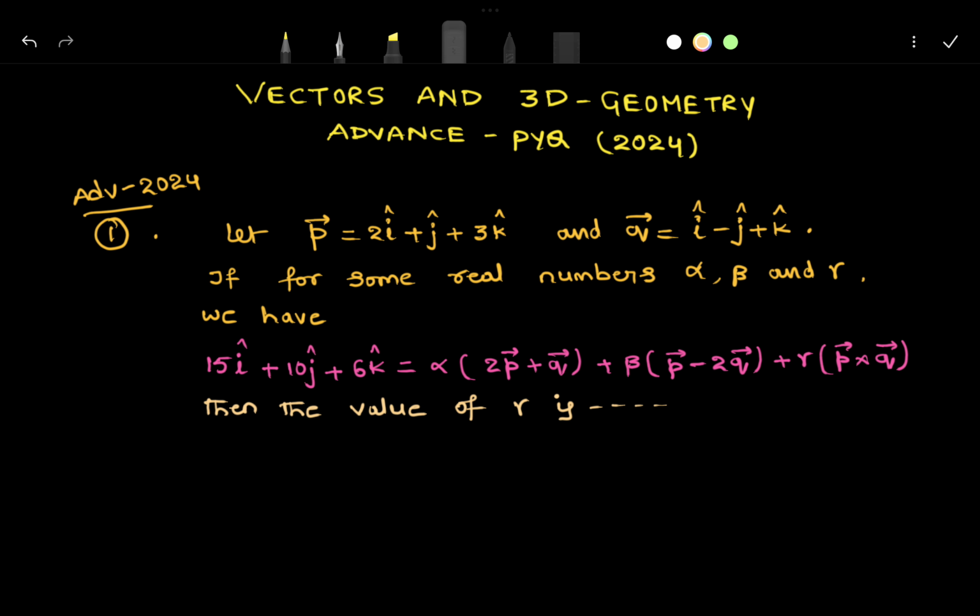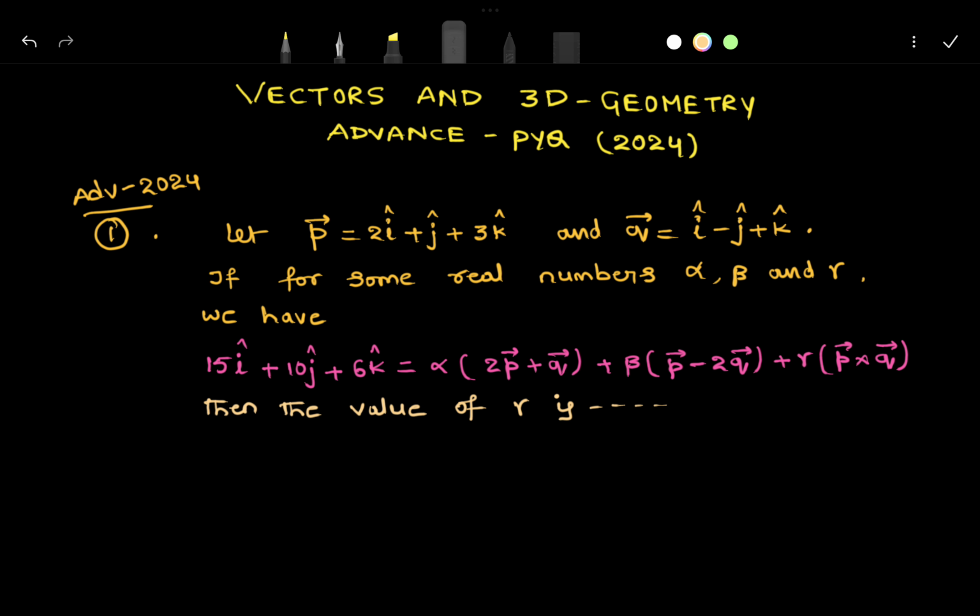plus k. For some real numbers alpha, beta, gamma, we have 15 i cap plus 10 j cap plus 6 k cap is equal to alpha into (2 P bar plus Q bar) plus beta into (P bar minus 2 Q bar) plus gamma into (P bar cross Q bar). Then we have to find the gamma value. How to find the gamma value?